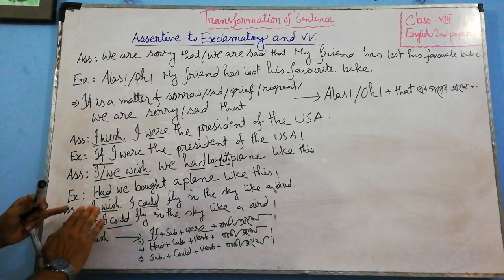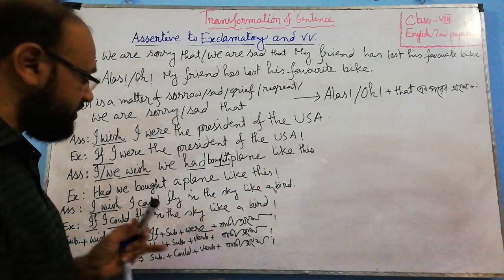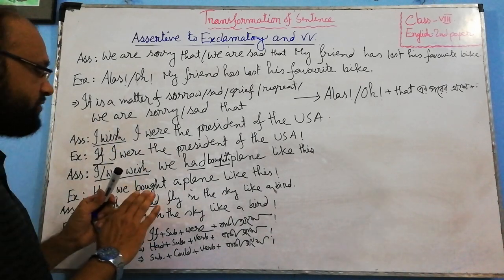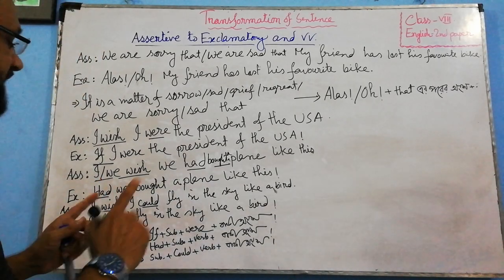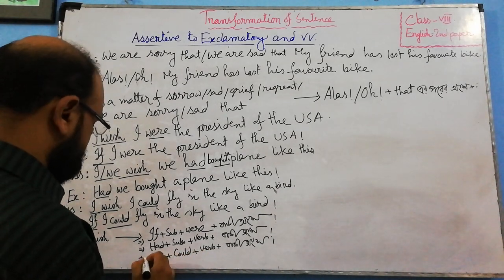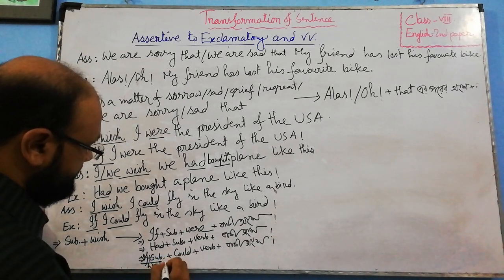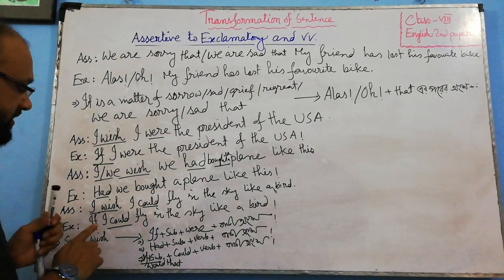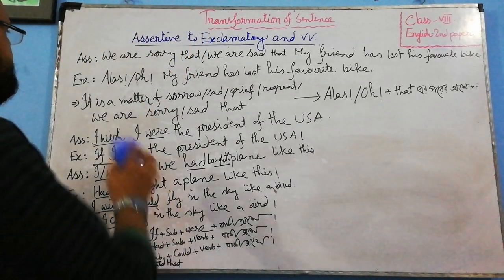And if subject plus wish plus subject plus could, if it is like this, we'll use if plus subject plus could. I wish I could fly in the sky, or you can write would that. In that case, we can use would that I could fly in the sky.